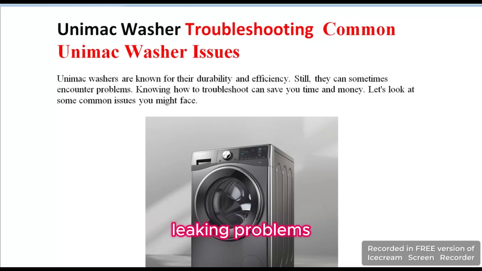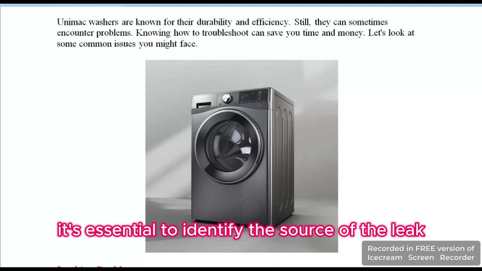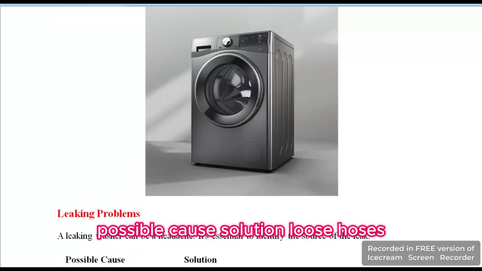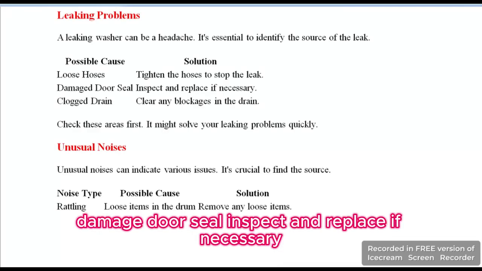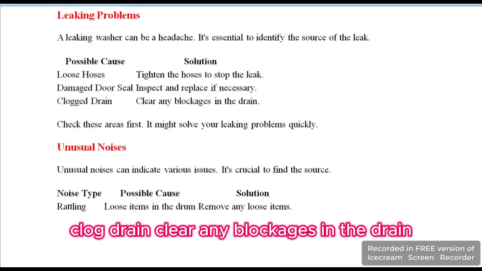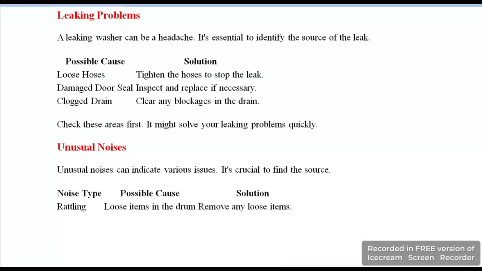Leaking problems. A leaking washer can be a headache. It's essential to identify the source of the leak. Possible cause and solution: loose hoses. Tighten the hoses to stop the leak. Damaged door seal. Inspect and replace if necessary. Clogged drain. Clear any blockages in the drain. Check these areas first. It might solve your leaking problems quickly.